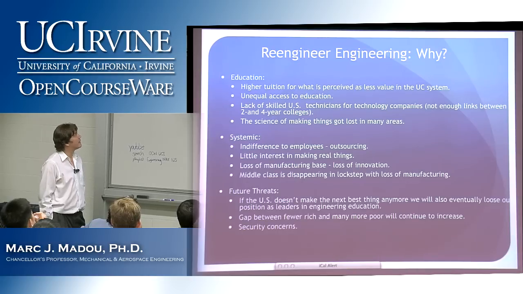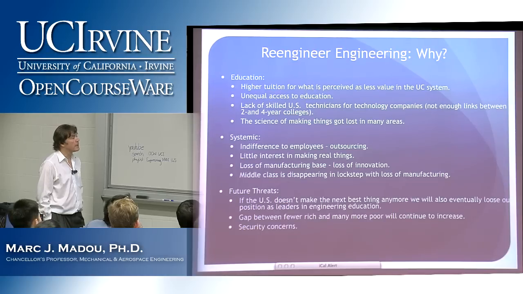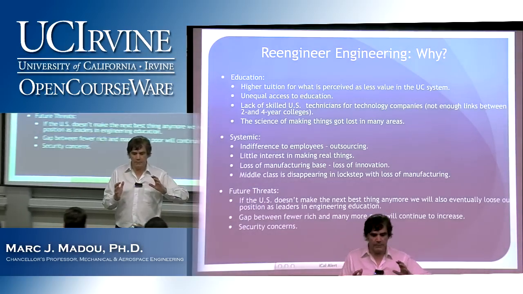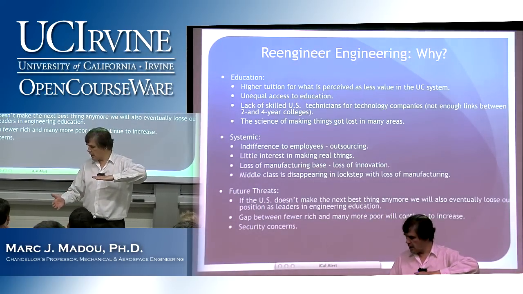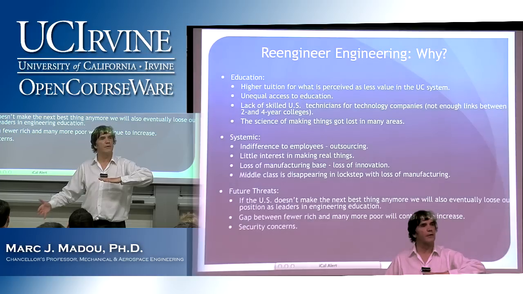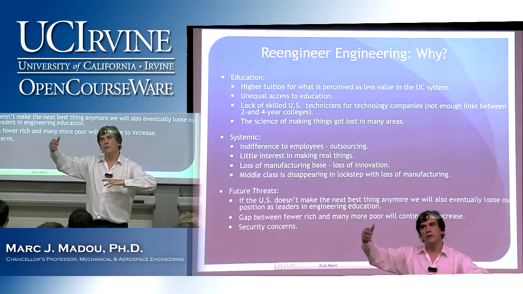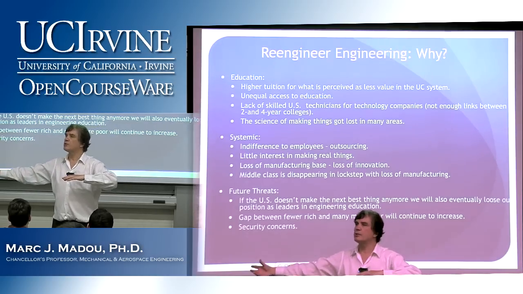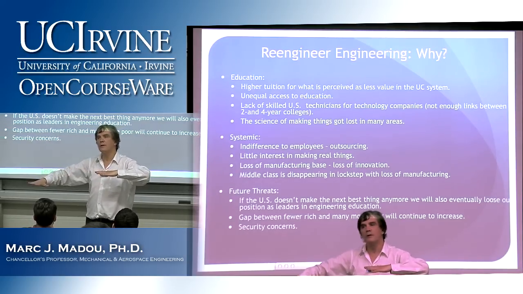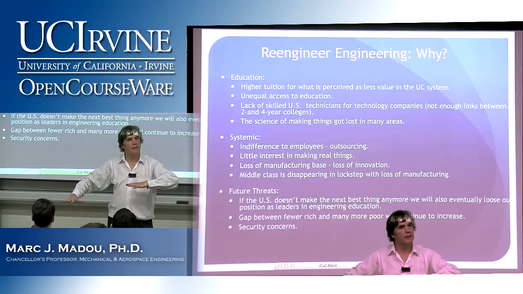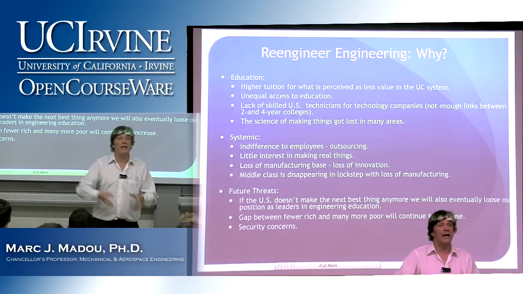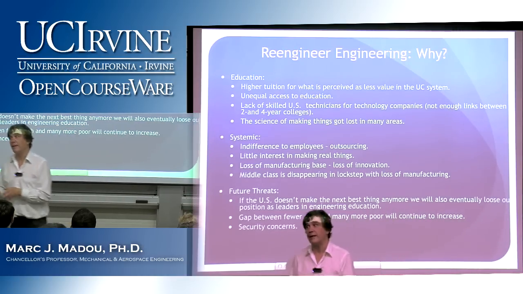Unequal access to education. Lack of skilled US technicians for technology companies. On the third point, what we have started doing a lot is this. We believe that there's not enough back and forth between community colleges and four-year colleges. So in my group, you will find that we are now bringing Saddleback students in. And so we'll get more transfer students, because we need to make the system whole again. You need to have everyone educated. If you're going to invent a new machine, you have to have the educated technician that can operate it. Right?